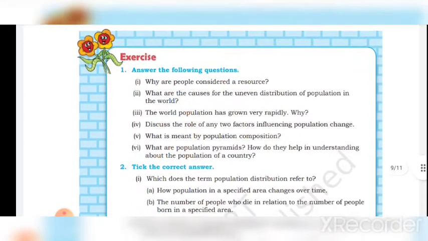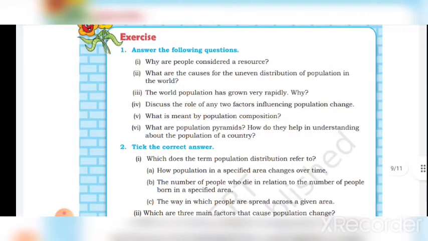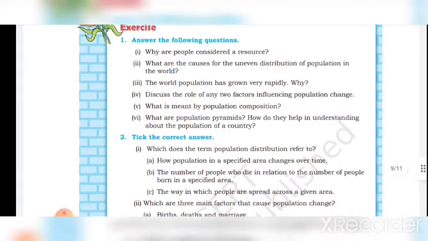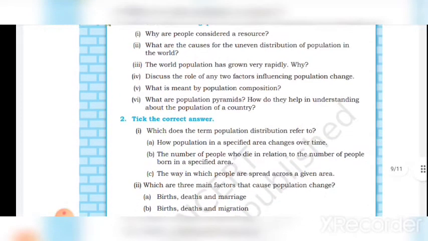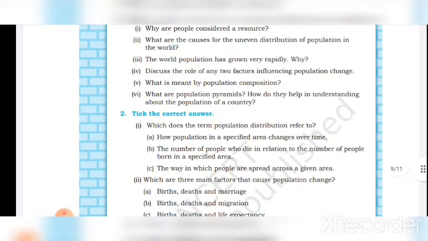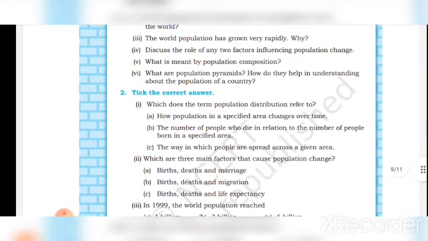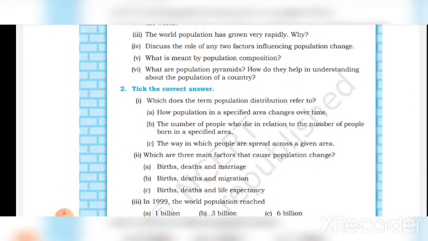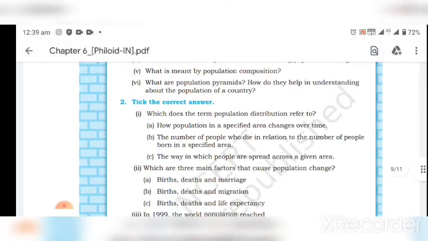Exercise. Answer the following questions. Why are people considered a resource? What are the causes for the uneven distribution of population in the world? The world population has grown very rapidly. Why? Discuss the role of any two factors influencing population change. What is meant by population composition? What are population pyramids? Do they help in understanding the population of a country?